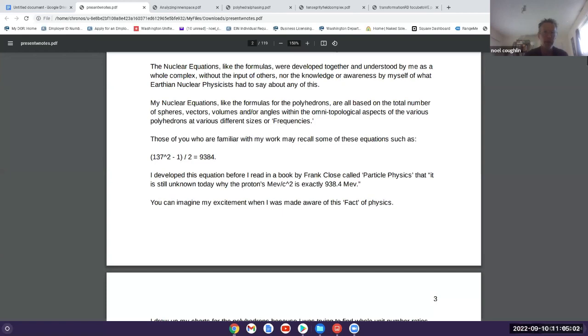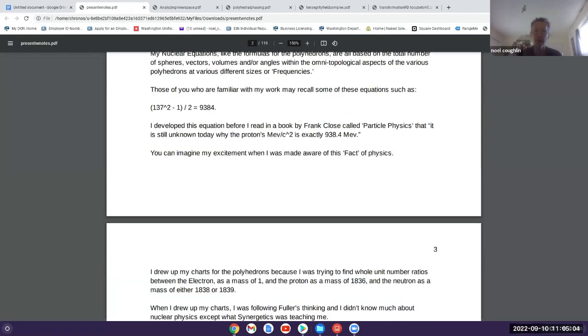I developed this equation before I read in a book by Frank Close called Particle Physics that it is still unknown today why the proton's megaelectron voltage is exactly 938.4. You can imagine my excitement when I was made aware of this fact of physics.